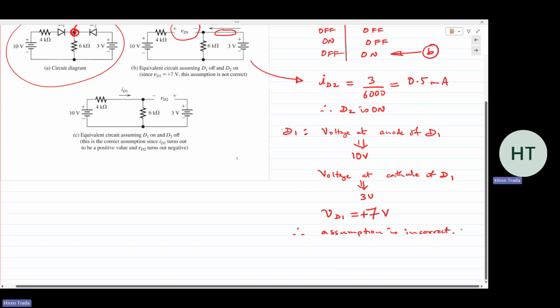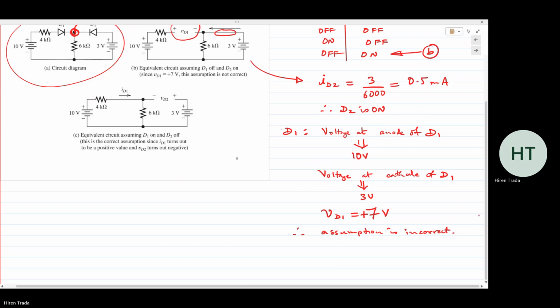Okay, assumption is incorrect. Now let's take a pause. Let me know if you have any questions. Did the steps make sense? The homework was posted yesterday. That's based on the ideal diode analysis.